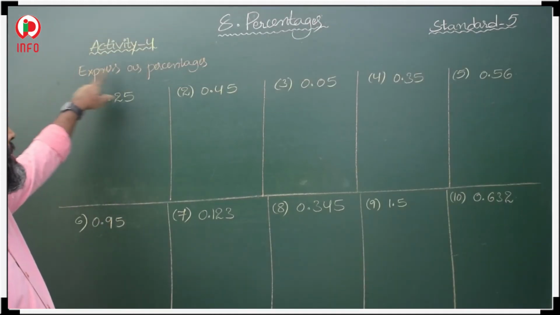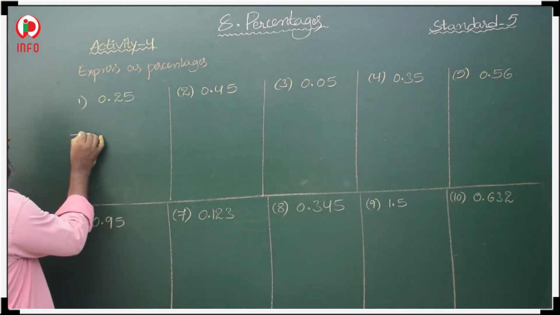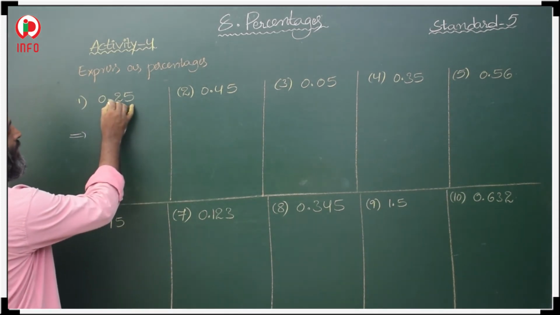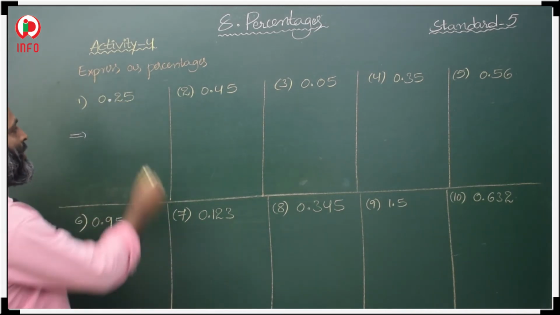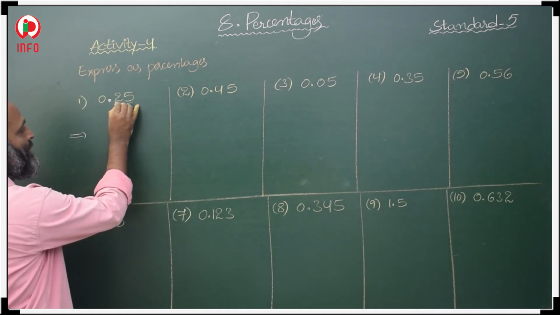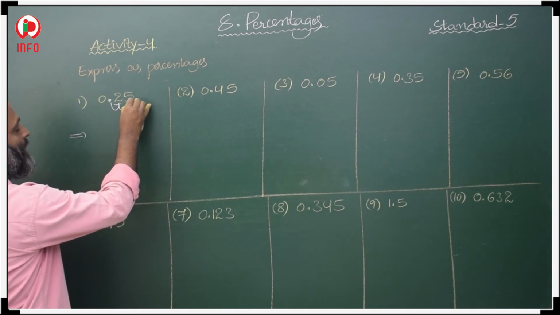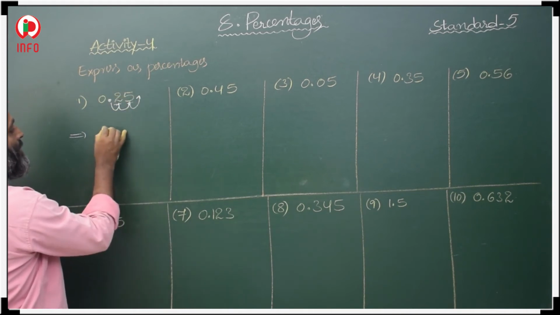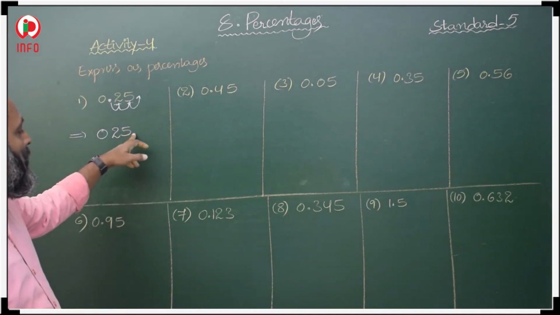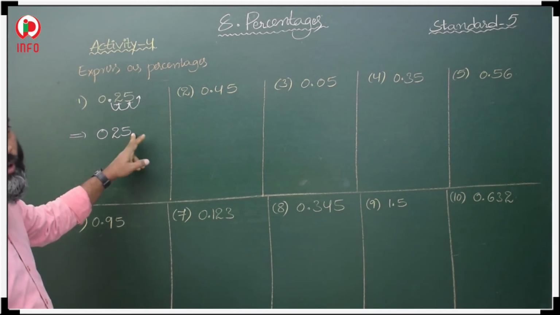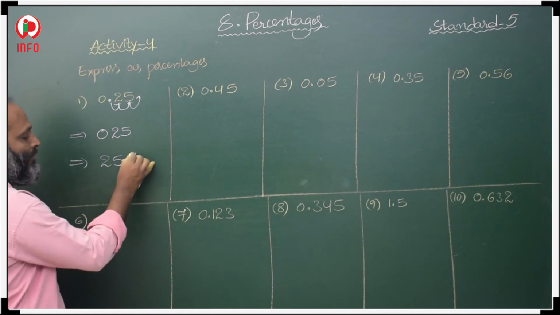In activity 4, express as percentage. So these decimals we have to express as a percentage. Here 0.25, we have to move the decimal 2 places from left to right. This is first place, this is second place. After the second place we keep the decimal here. After completing the number, if the decimal is there, no need to keep that decimal. So 0.25 means 25%.